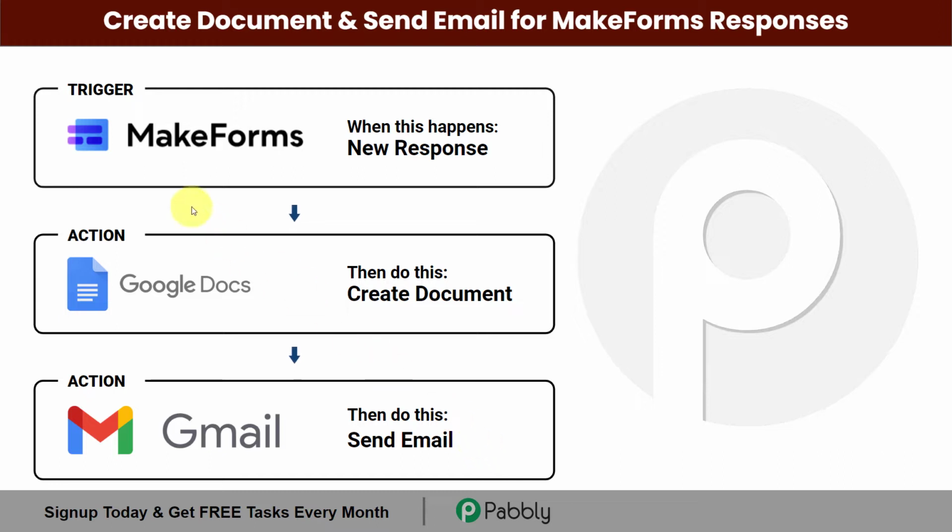Now to do this, I'll have to integrate the three applications. To do this, we are going to use Pabbly Connect, where our trigger will be MakeForms and our action applications will be Google Docs and Gmail. Now the best part is that you can integrate and automate this entire process yourself and you do not need any coding skills for the same. Now to understand the step-by-step guide to do this integration, let's begin.